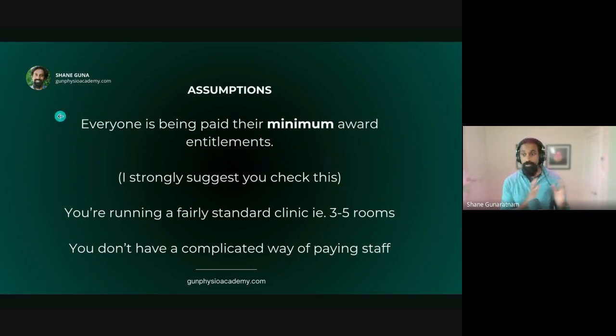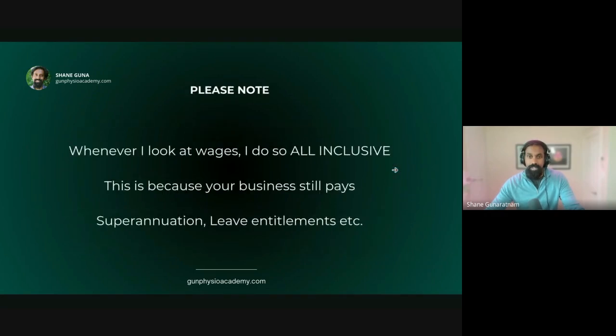In my course, I go through this in a bit more detail so we can actually analyze this. But one, it's boring. Two, it takes a long time. So we're not going to do that today on a webinar. We're going to assume that that's happening. Going to assume that most people are running fairly stock standard clinics. 3 to 5 rooms is pretty standard, give or take. If you're running a 30-room clinic, some of this stuff might not be as easily extrapolated, but I think that doesn't include anyone here today.